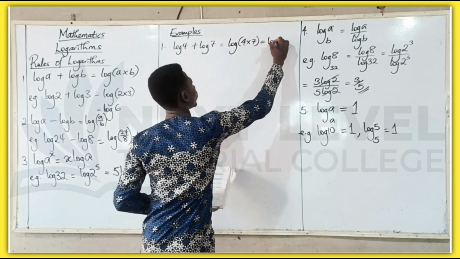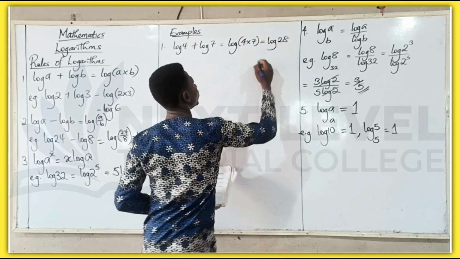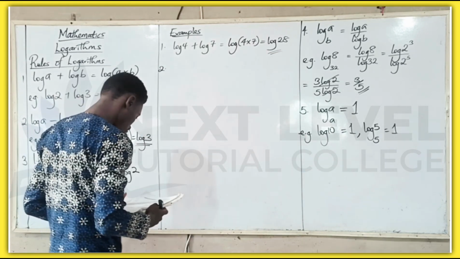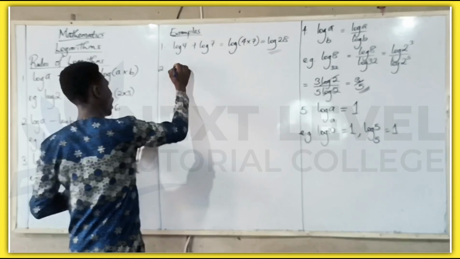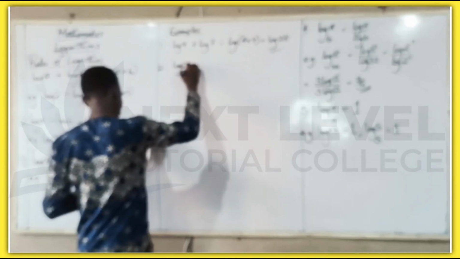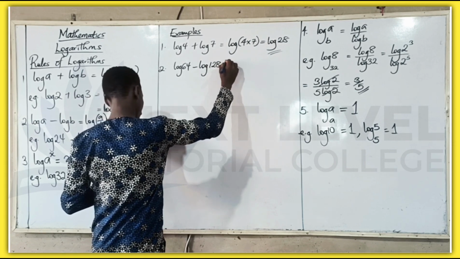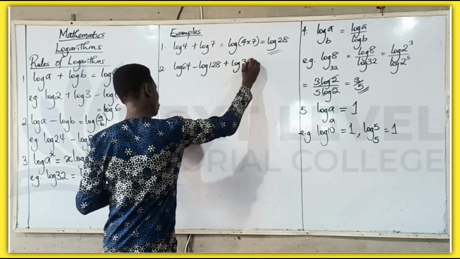And that is log 4 times 7, which is what? 28. That is the answer. Let's go to another one. Another example here says simplify log 64 minus log 128 plus log 32.